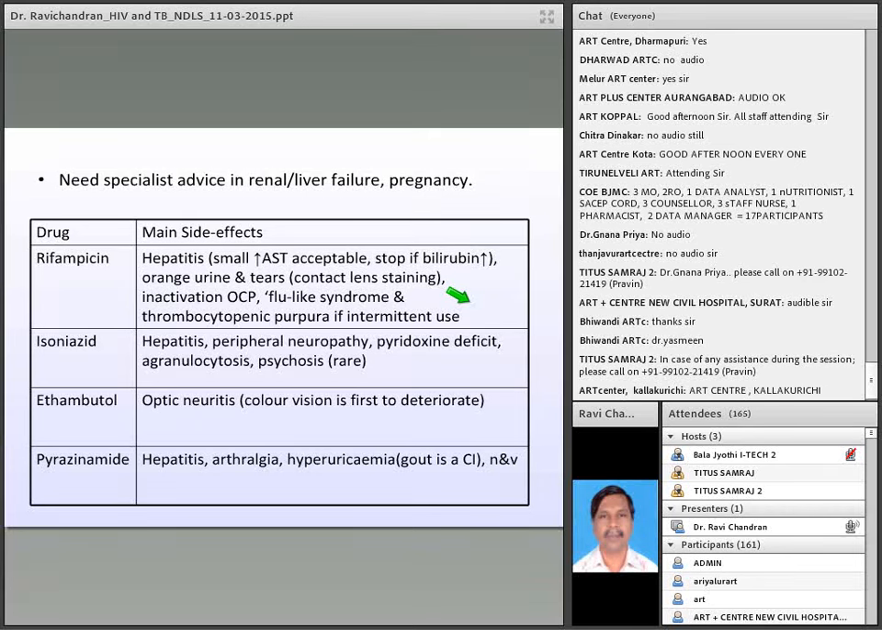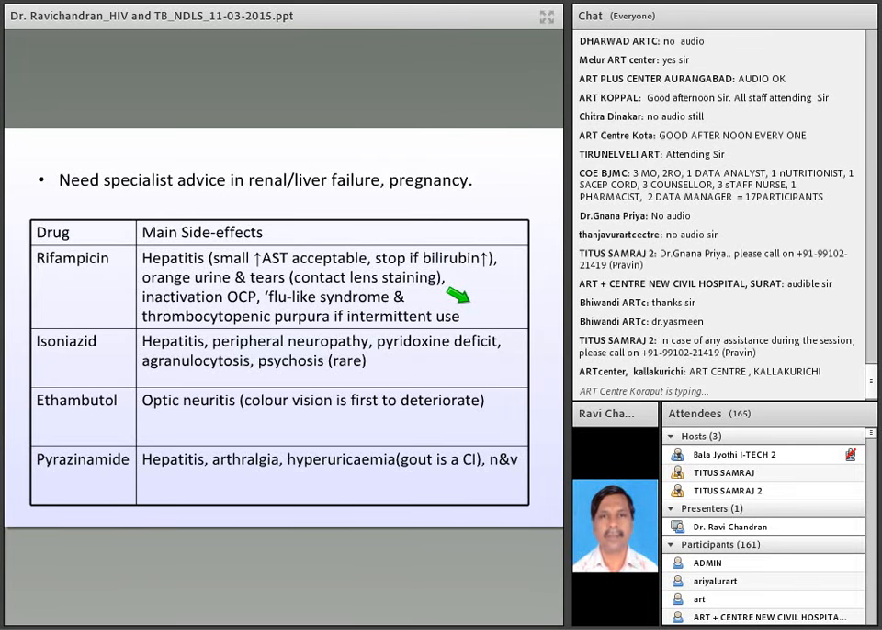So if there is renal or liver failure or pregnancy, we need specialist advice to continue the management of tuberculosis.